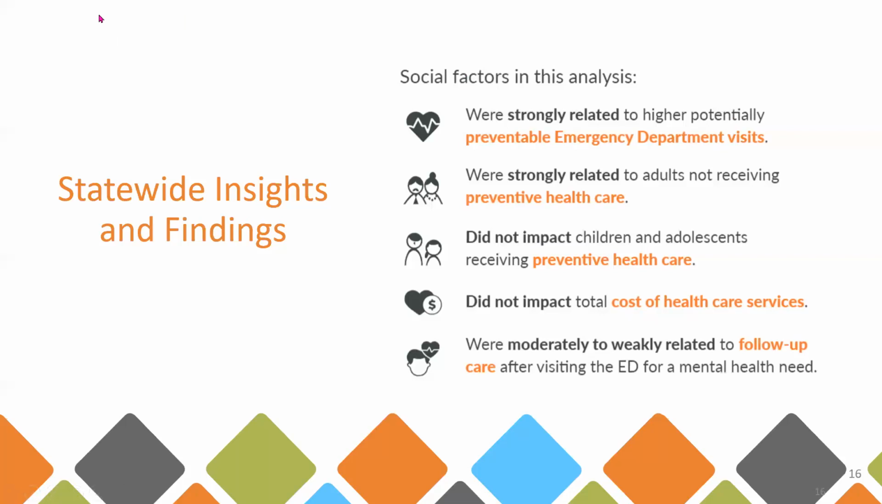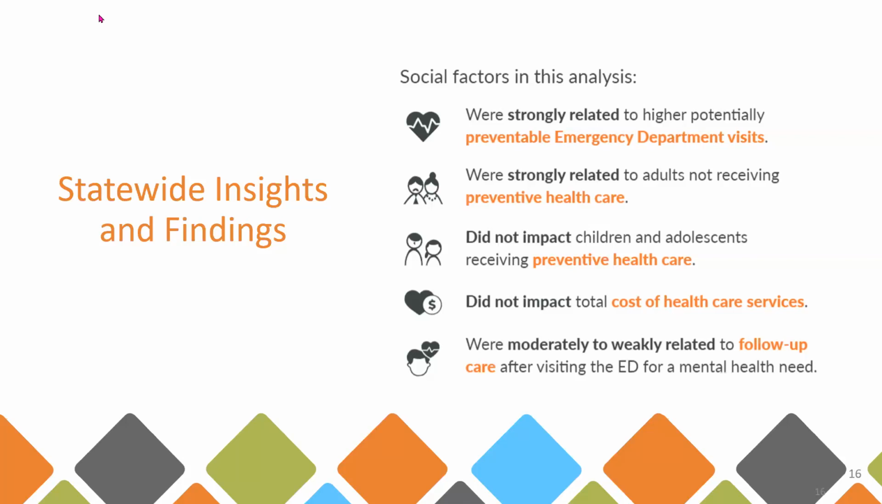As we were just looking at the social factors, we saw that every single one of them, income, education, race, ethnicity, was related to not only ED visits, but also preventable ED visits. We also found that all of the social factors across Colorado were strongly related to adults not receiving preventive care, which we of course want everybody to be receiving. That prevents a lot of downstream effects and keeps you healthy.